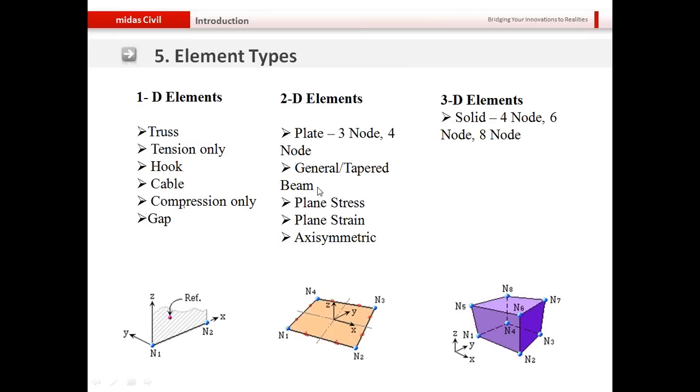But when we want to do detailed analysis and we want to check local stresses, then we go for plate modeling or solid modeling. So there are 3 noded and 4 noded plates available. And for solids, we have 4 noded solids, 6 noded solids, and 8 noded solids.